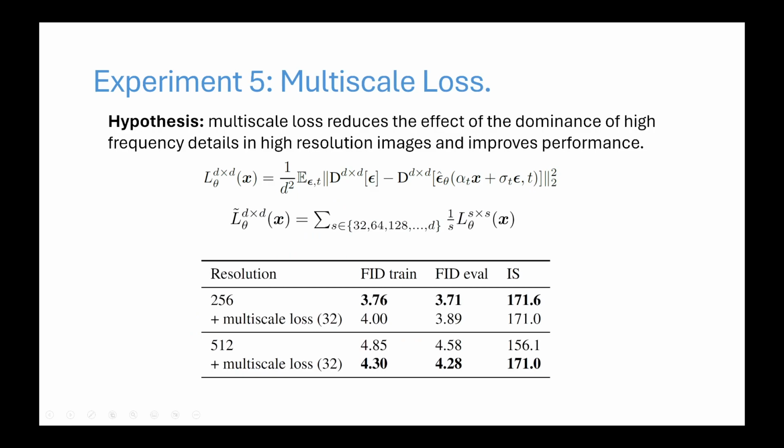Multiscale loss is a correction over the standard loss. This correction tries to reduce the effect of dominating high-frequency details in high-resolution images. To do so, it evaluates the standard training loss at downsampled resolution with a weighting factor that increases for the lower resolutions. As the table shows, at the 256 resolution, the multiscale loss didn't make much of a difference. In fact, it slightly underperformed compared to the conventional loss.